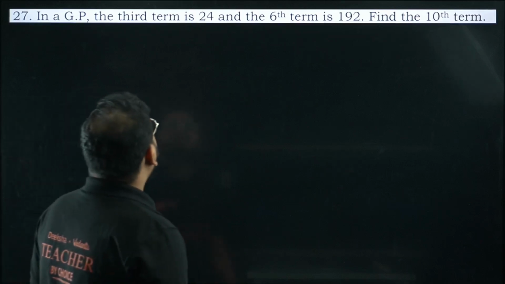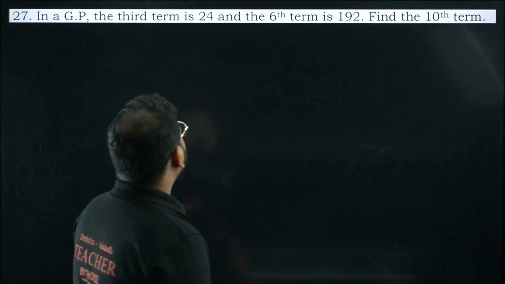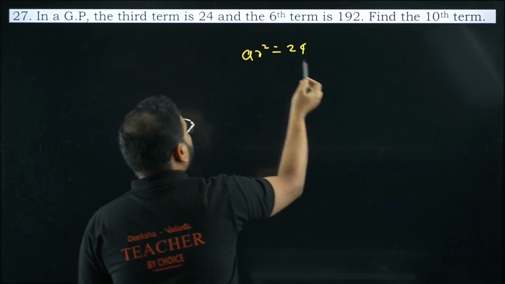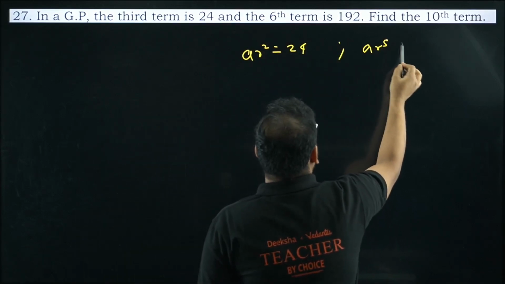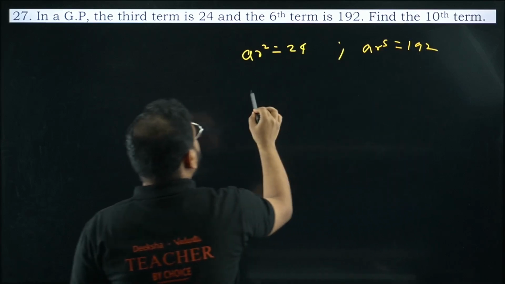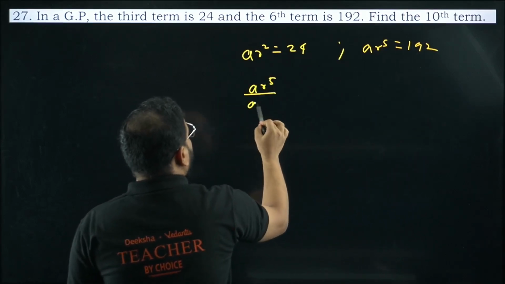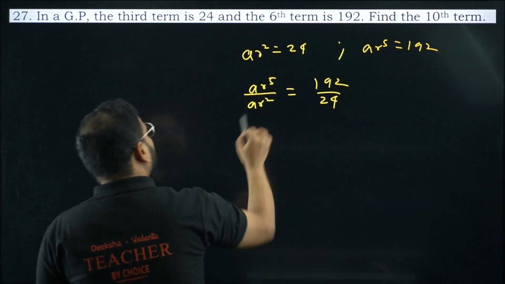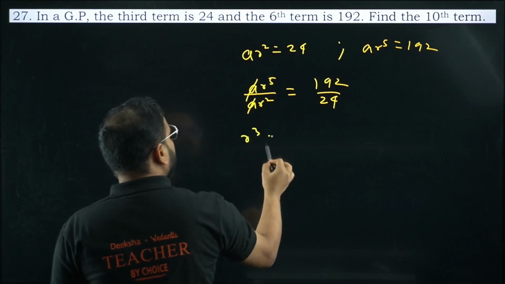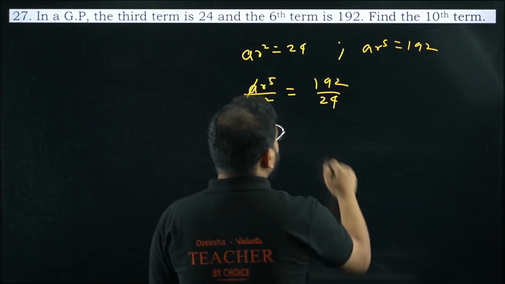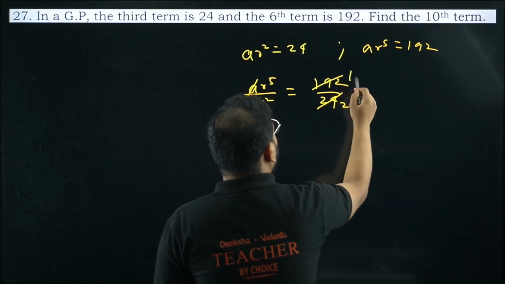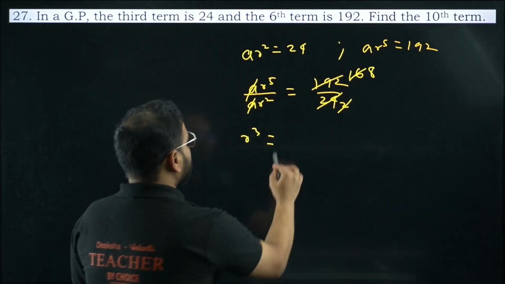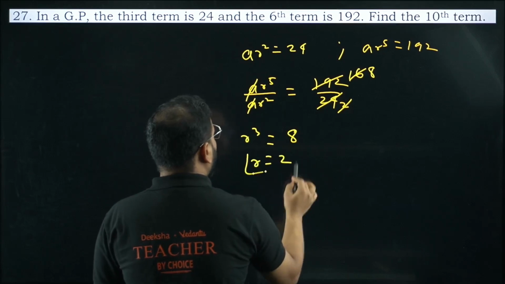27 now. In a GP, the third term is 24 and the sixth term is 192. Third term means ar square is given as 24, and the sixth term means ar^5 is given as 192. Divide: ar^5 by ar^2 is 192 upon 24. a and a cancel, leaving r cube. 192 upon 24 is 8. So r equals 2.